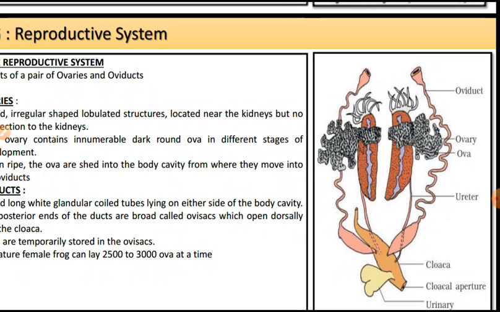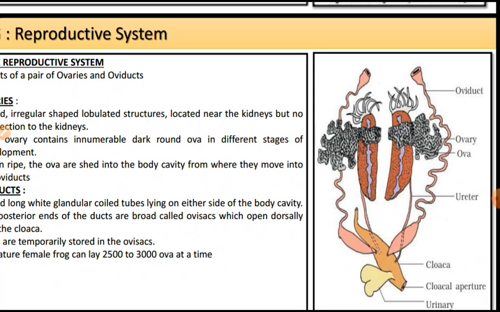Each oviduct is enlarged into an ovisac before it opens into the cloaca. These ova are stored in the ovisac. The mass of ova is released or expelled out during copulation, and this is known as frog spawn. The mass of spermatozoa in the male frog is called milt, and the mass of ova in the female frog is known as frog spawn. So these are the important points.